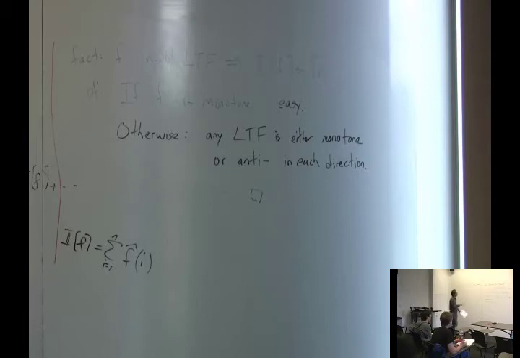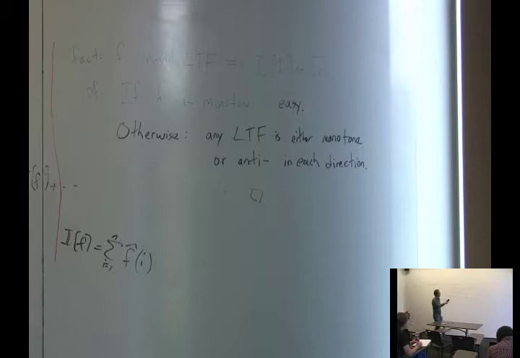OK, so LTFs are essentially monotone. These functions that are monotone one way or the other in each coordinate are sometimes called unate. I don't know if you've heard that term. OK, so now let's get to the real proof.